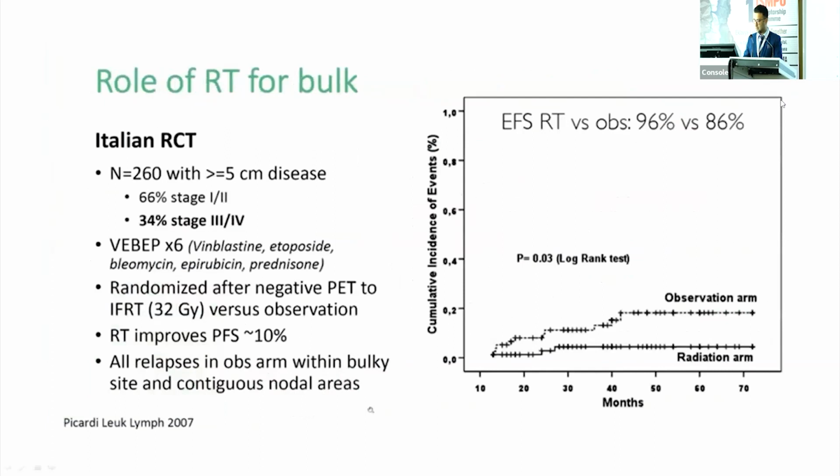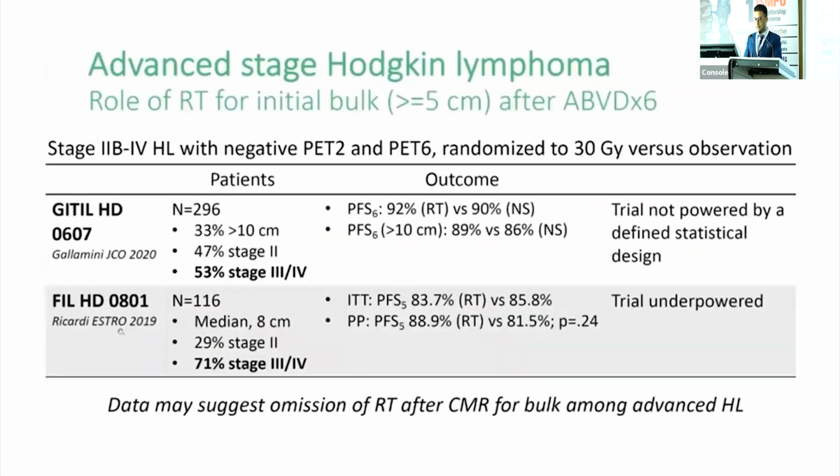So I'll just skip this slide and go to the role of RT in bulk. This was the Italian trial which tried to showcase the role of radiation in bulky disease in 2007, which showed that bulky disease more than 5 centimeters had about a 10% benefit in PFS. But the newer studies with ABVD chemotherapy and the latest chemotherapy showed that for bulky disease in early stage Hodgkin lymphoma, or in advanced stage Hodgkin lymphoma with PET-negative disease, RT can be omitted because the PFS benefit was within the pre-specified confidence interval.